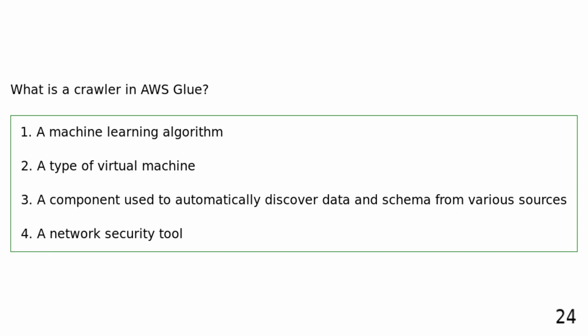What is a crawler in AWS Glue? A machine learning algorithm. A type of virtual machine. A component used to automatically discover data and schema from various sources. A network security tool.